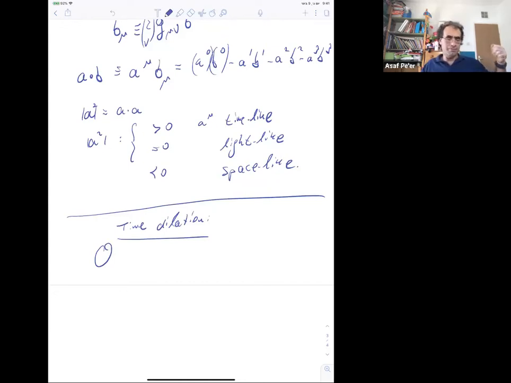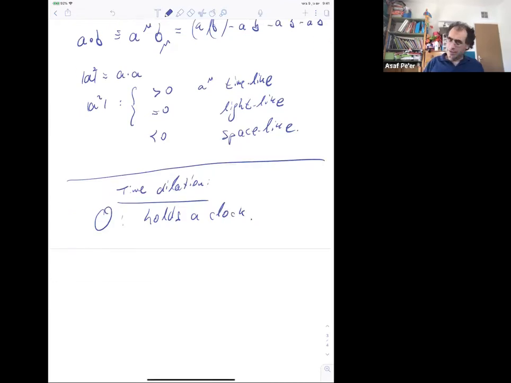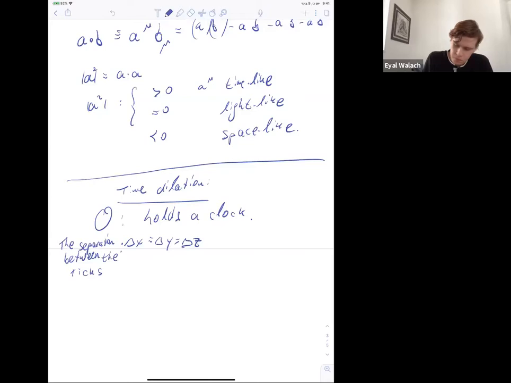So if I'm holding a clock, then the clock ticks, and the separation between the ticks is delta x. What is the spatial separation between the ticks? 0. I'm holding it with me, right?